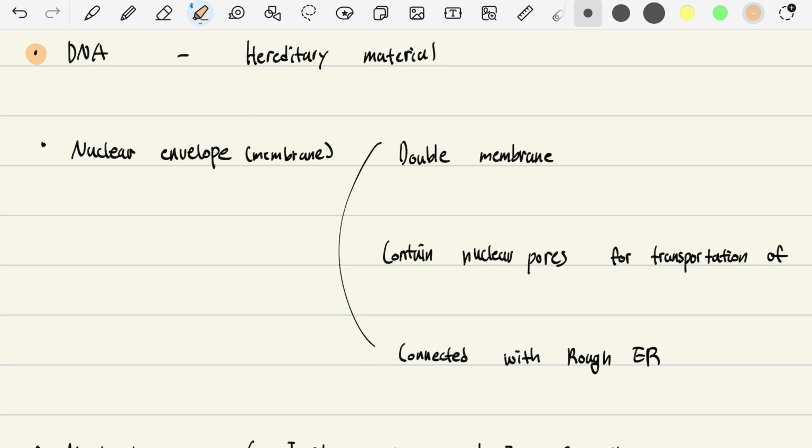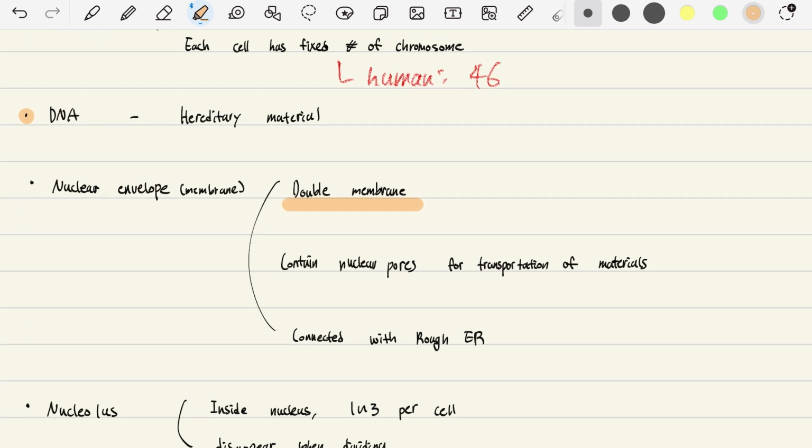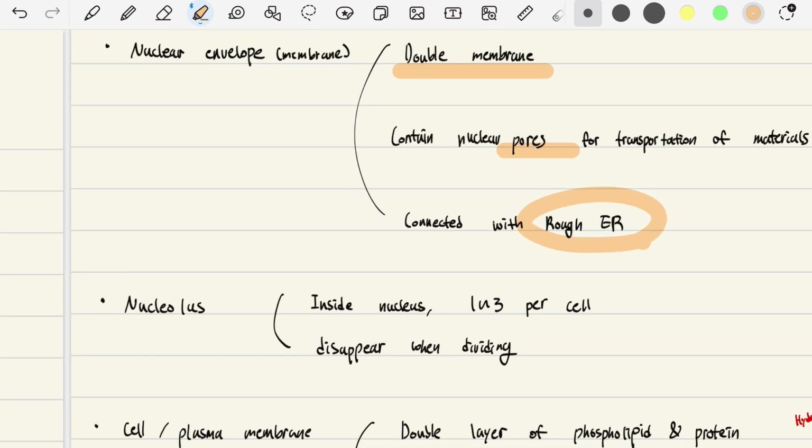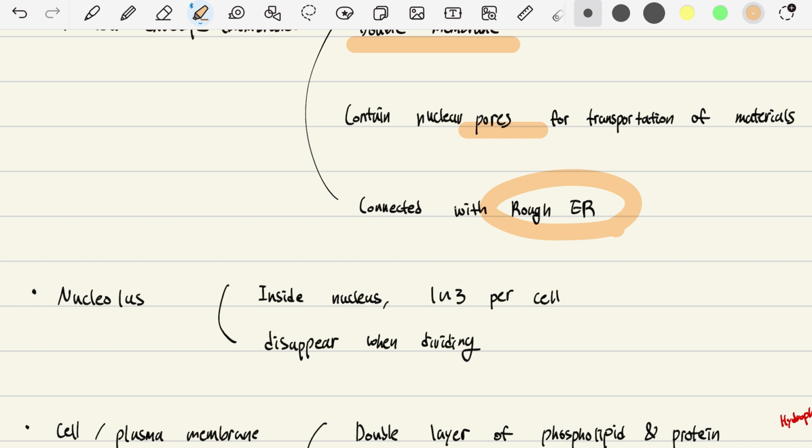The next organelle is the nuclear envelope, which we also call the nuclear membrane. It is a double membrane. It contains nuclear pores for transportation of materials, and it is connected with the rough ER. The nucleolus is something that's inside the nucleus. It is usually 1 to 3 per cell, and it disappears when dividing.